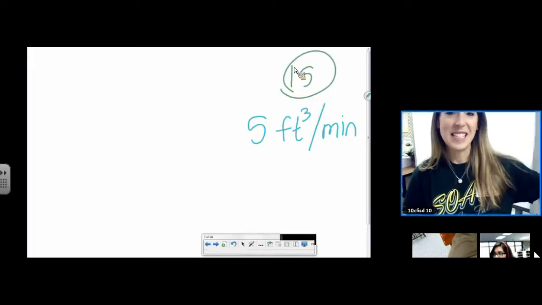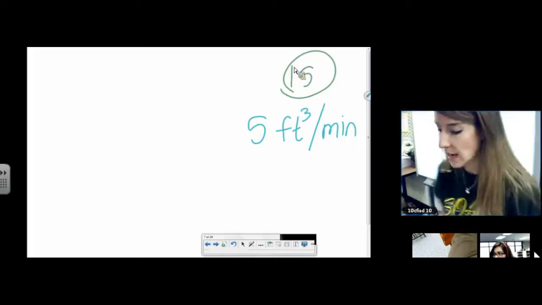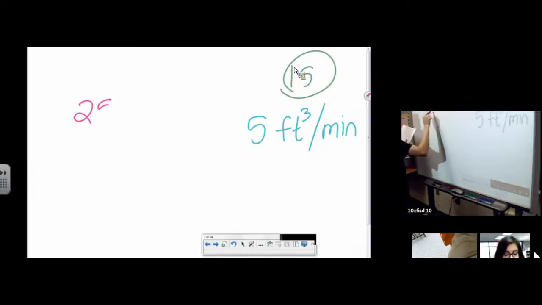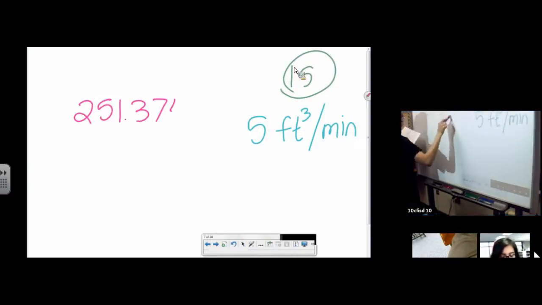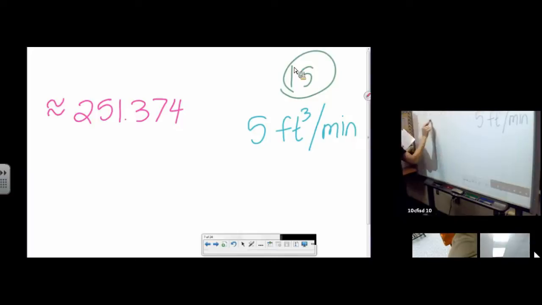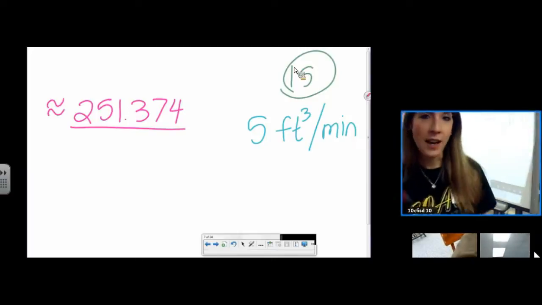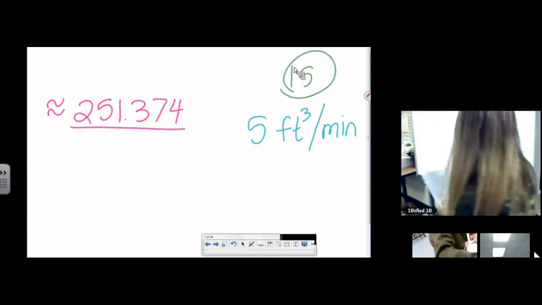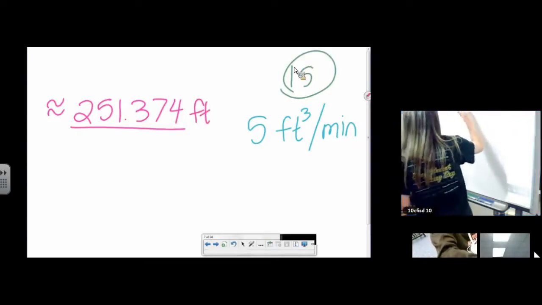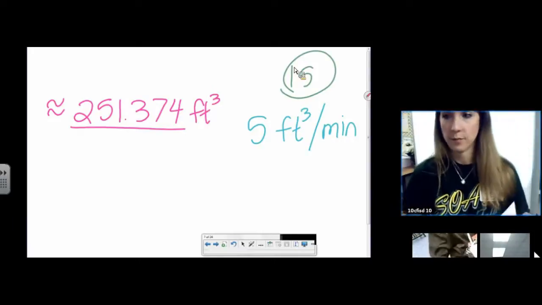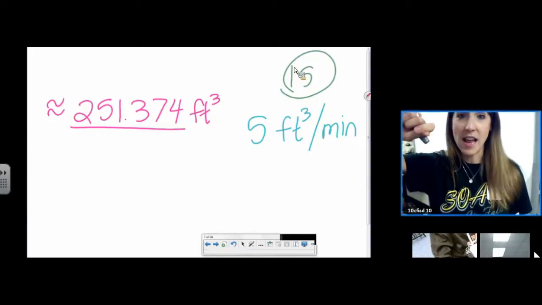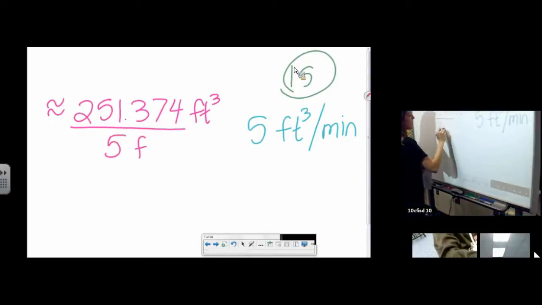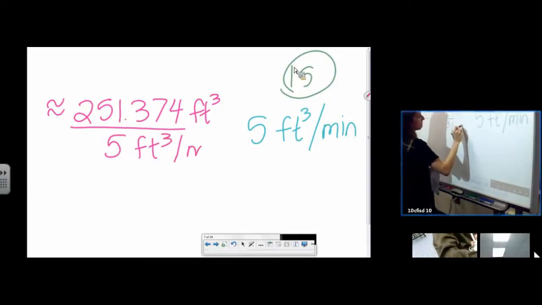What I'm going to do is skip forward and give you the volume because I know you can plug numbers into a formula. The volume with the pi button pressed, yes, I pressed pi, so that is an approximate, not exact, because this is a real world problem. We want to find our answer in minutes. So this is the volume of the cylinder. Now they're going to start pouring the water in, at a rate of 5 cubic feet per minute.